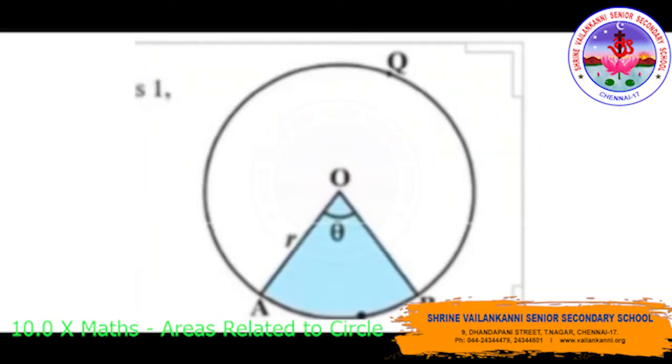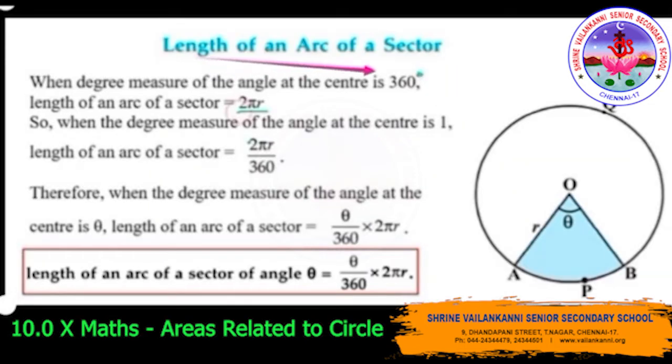Here, we define two types of sector. The region enclosed between the radii and the smaller arc is called the minor sector. The region enclosed between the radii and the major arc is called the major sector. Now we are going to find the length of the arc of a sector.